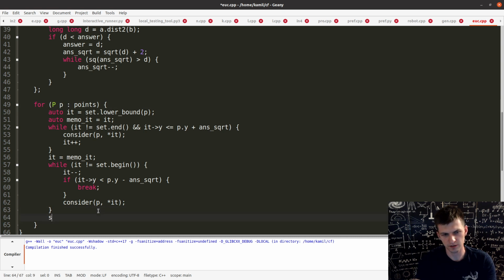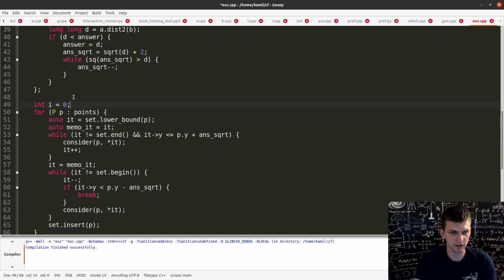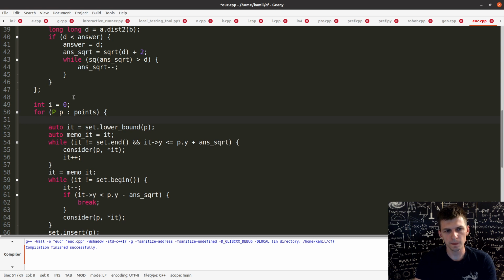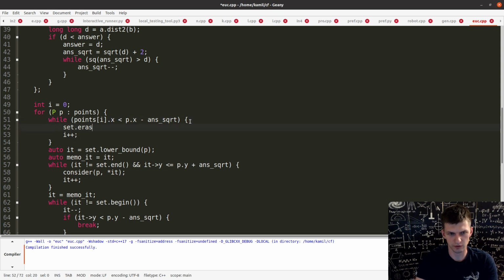Okay, and here set insert p itself. Plus additionally, we need to erase things from the set. So let's create some index or iterator. And while points of ix is smaller than p.x minus that, so while some point is very far away, we could even say that, I guess, whatever. Well, this, then set erase points of I.